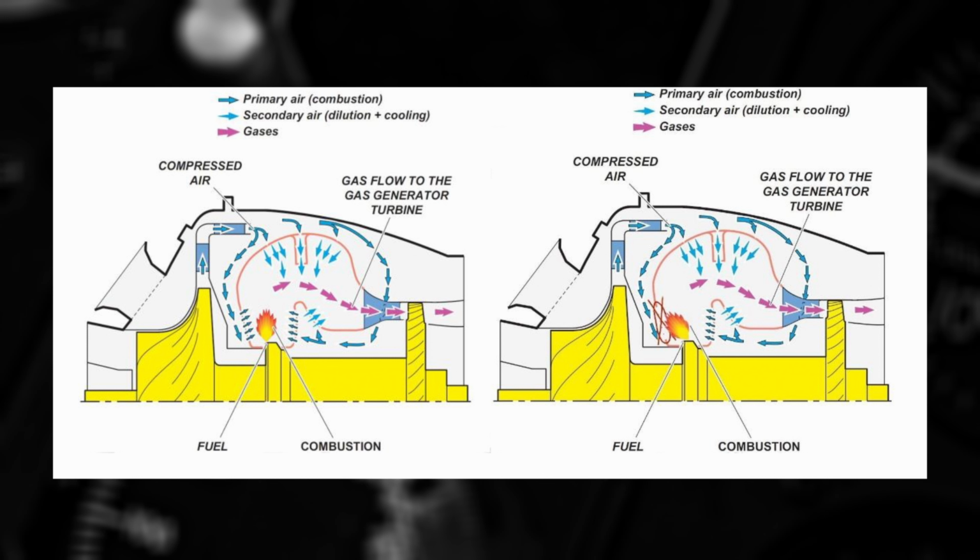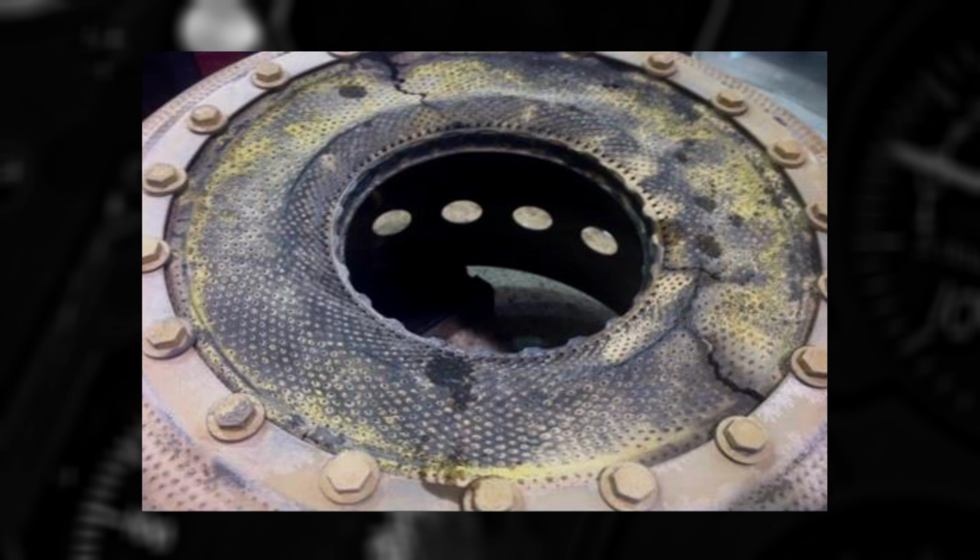The image on the left shows equal airflow through the front and rear swirl plates, keeping the flame centered in the combustion chamber. The image on the right shows blocked airflow on the front swirl plate, allowing the flame to shift, resulting in heat damage, such as warping or cracking, as seen here. Buildup on gas generator turbine blades causes a change in flow.